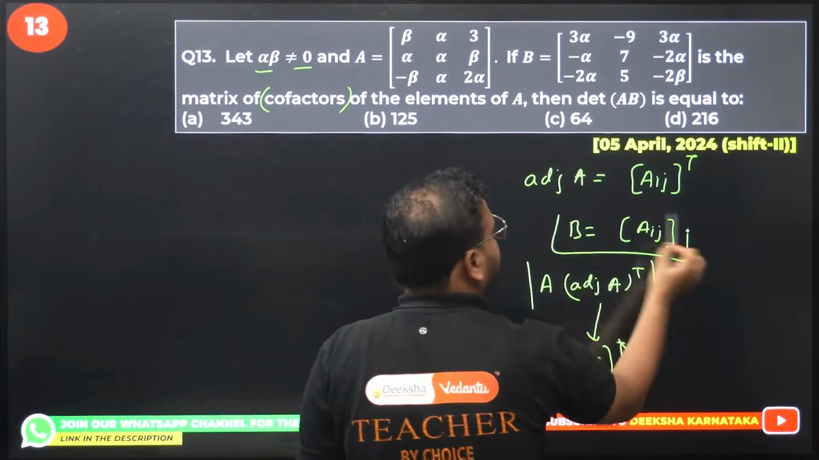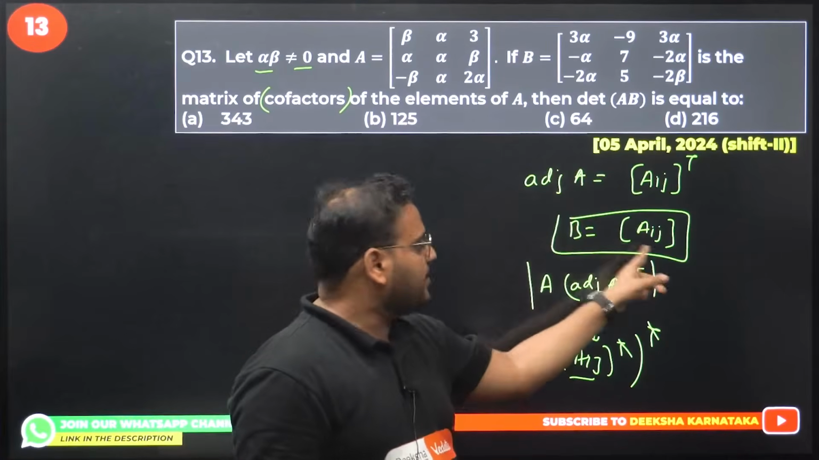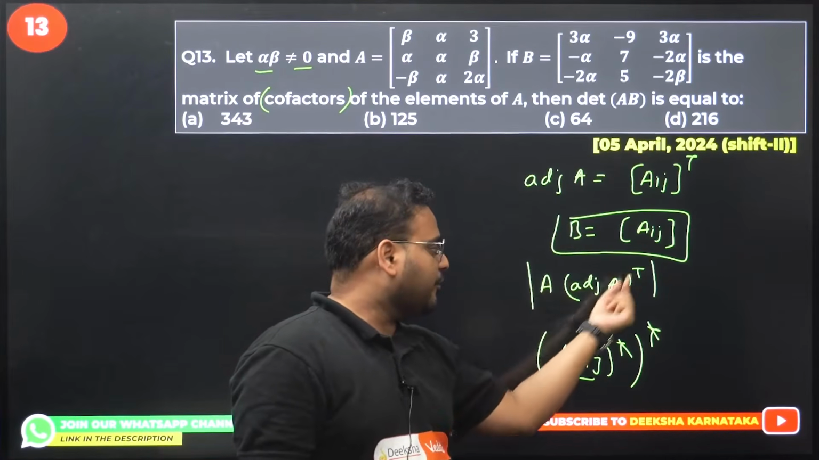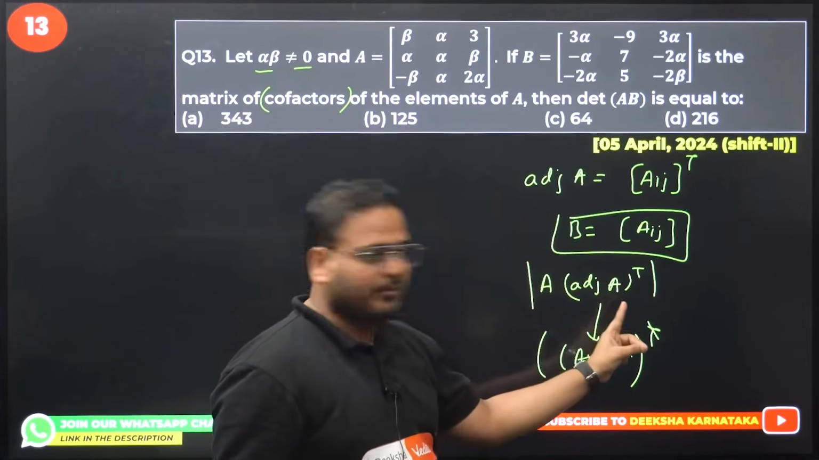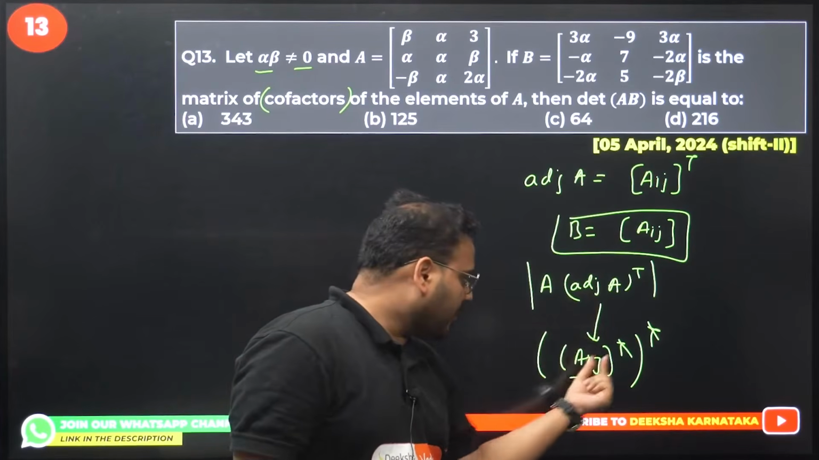Simplify the matrix B. Please pay attention. They are asking for the determinant of AB. I have written here A times adjoint of A transpose. I am explaining why. Adjoint of A means cofactor transpose.